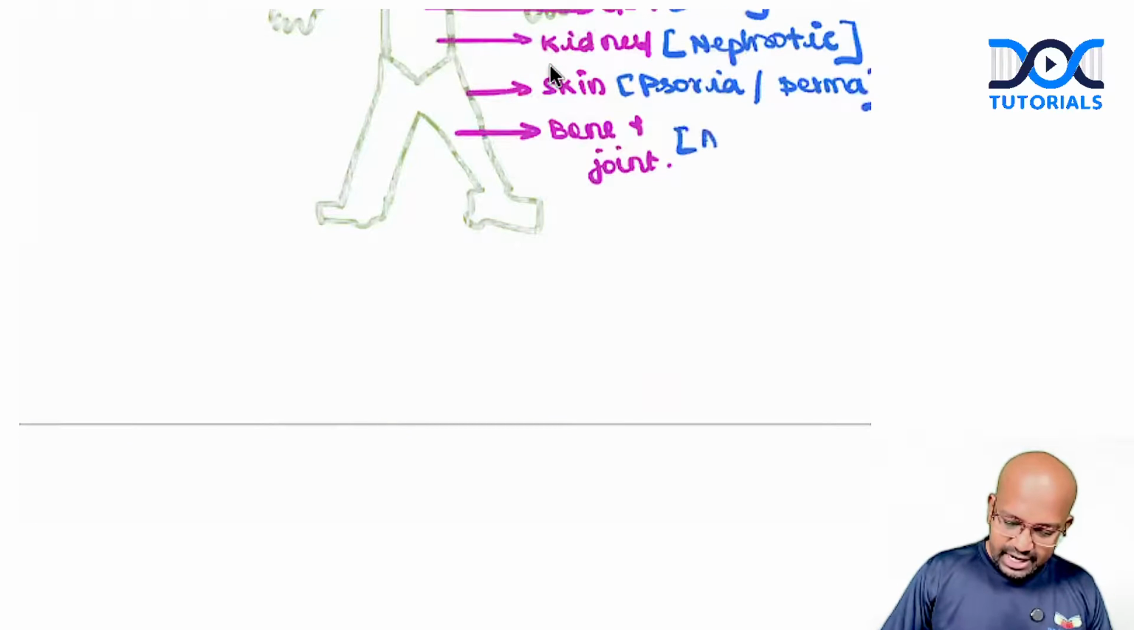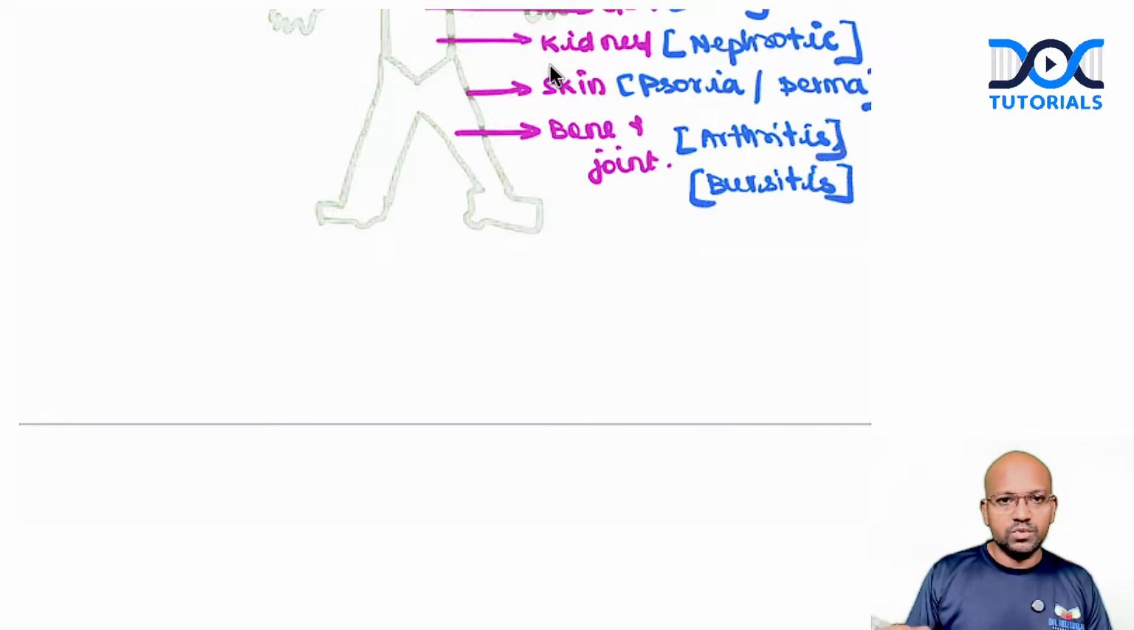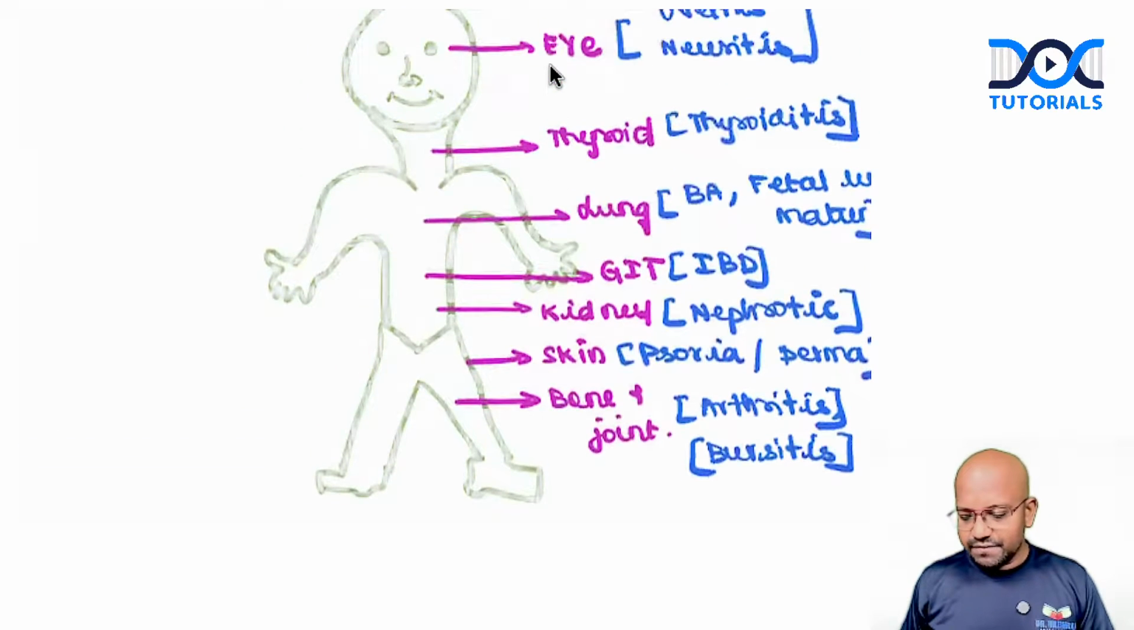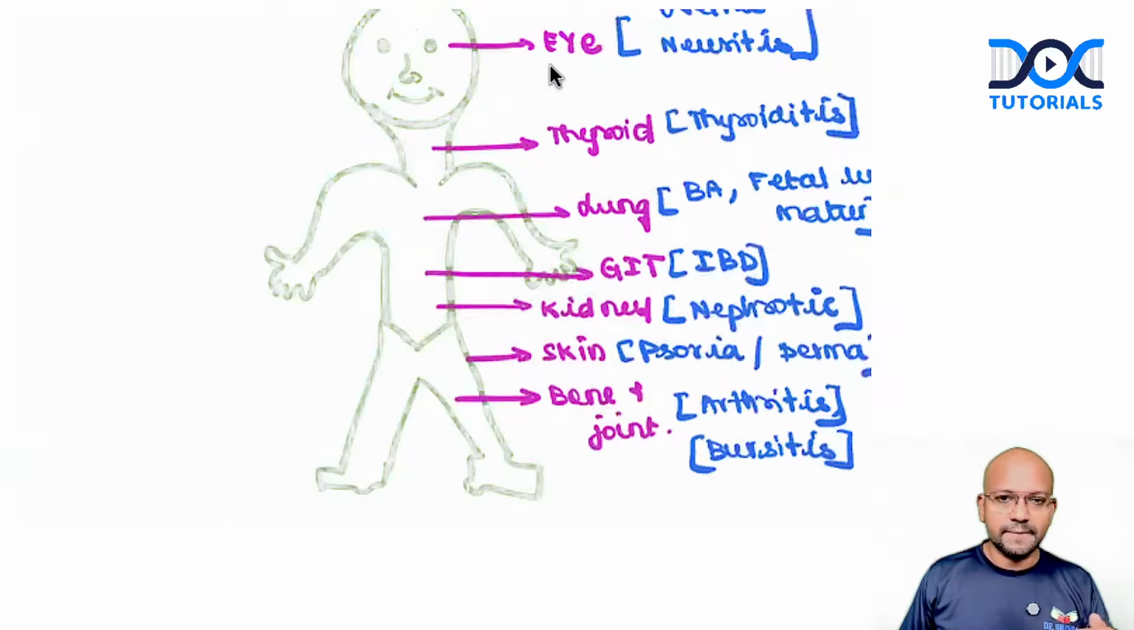Bone and joint, again in terms of arthritis, joint inflammation, or even bursitis. I hope you know about bursitis, inflammation of the bursa cavity. For all these different conditions, we can use steroids. With this you can easily remember for what all different conditions we can use steroids.